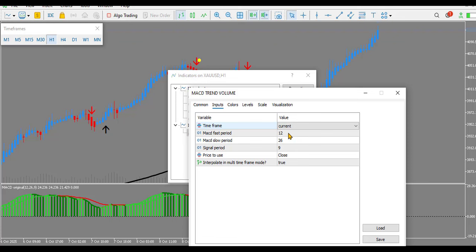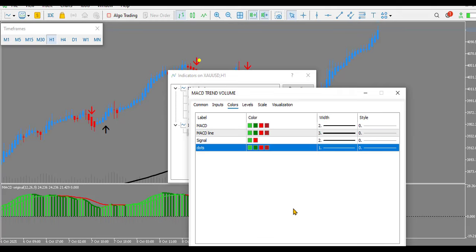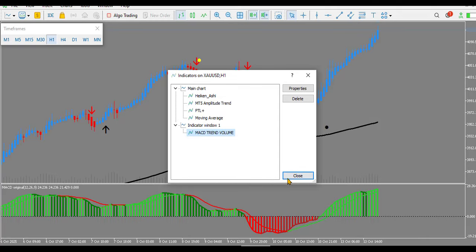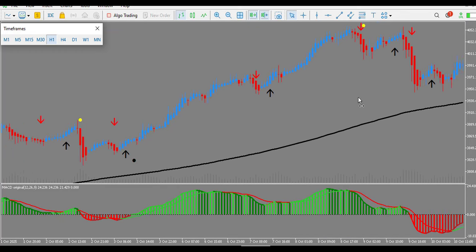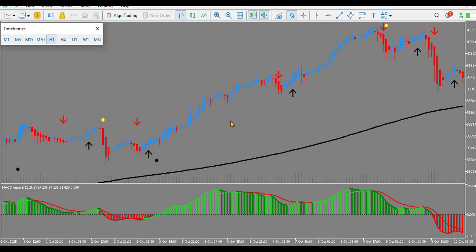So MACD fast period is 12, slow period is 26, and signal period is 9. Price is close, applied to close. So these are the inputs that I use, and these are the colors. You can change to any color you want. So these are the indicators I use for this particular strategy. As I said, it is simple to use. You can use it on any time frame you want. Just make sure you follow money management.